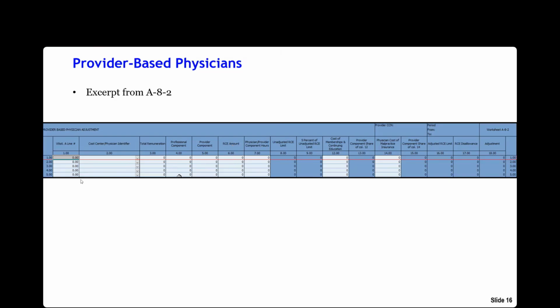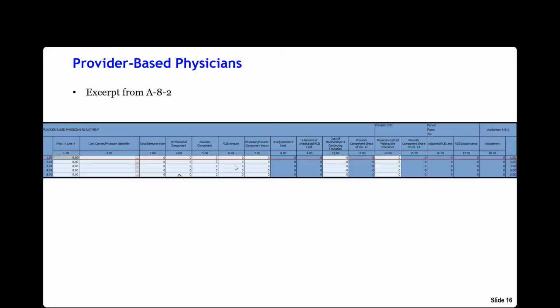And it applies to each type of physician. They each have a different RCE limit. Now, all these other columns relate to this RCE limit. They basically adjust it in certain ways. First of all, the physician provider component hours tell them how much of an FTE we're talking about here. But then we have all these other potential adjustments to that RCE limit before it's finally disallowed and rolled up into the overall adjustment. So that's what we have for A82.